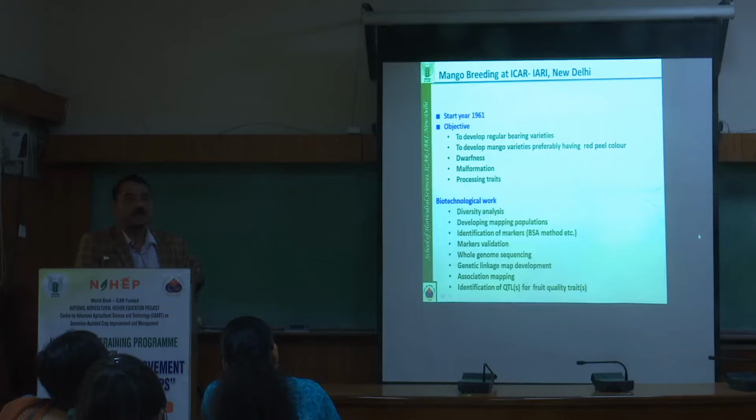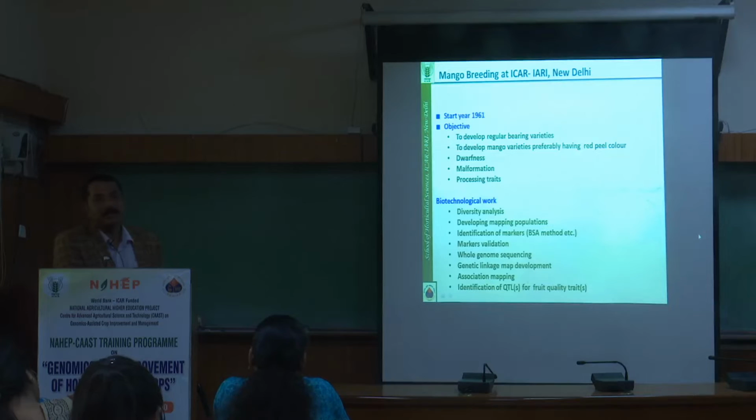We included this objective of development of red peeled varieties, and as a result of this, in the year 2002 we released one hybrid, Pusa Arunima. And during that period, one more variety was released in the name of Pusa Surya. But remember, it should be very clear to you, in most of the literature I have seen it written that Pusa Surya is a selection. No, it is not a selection. It is only Eldon, which is released in the name of Surya.